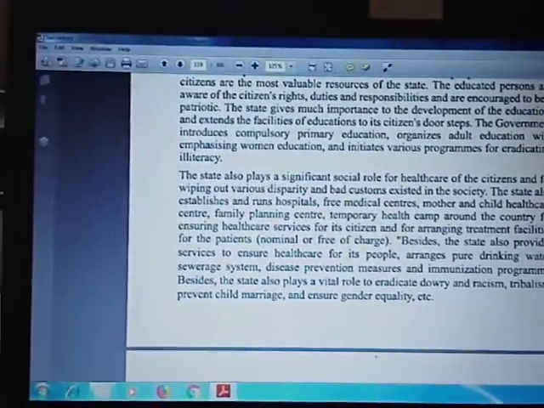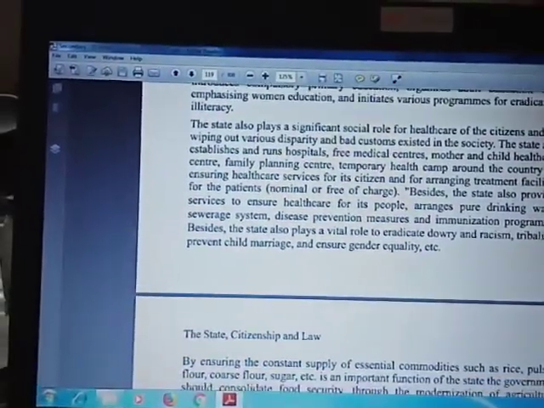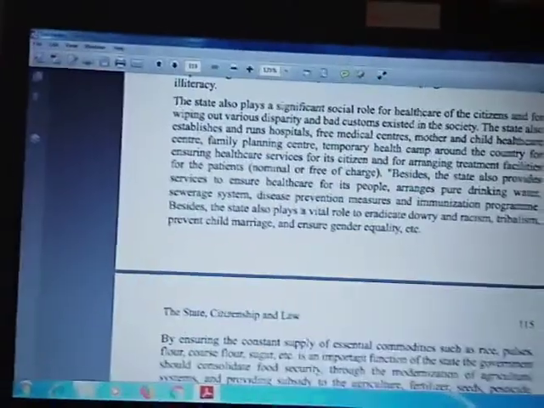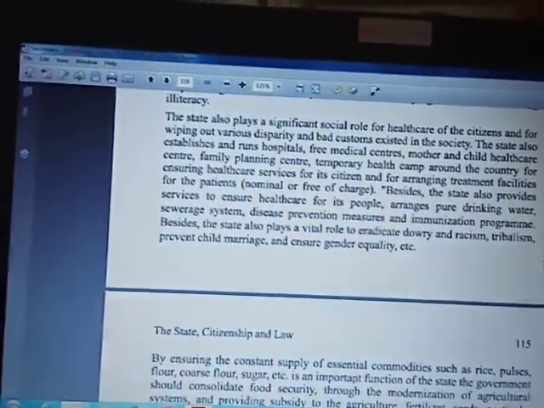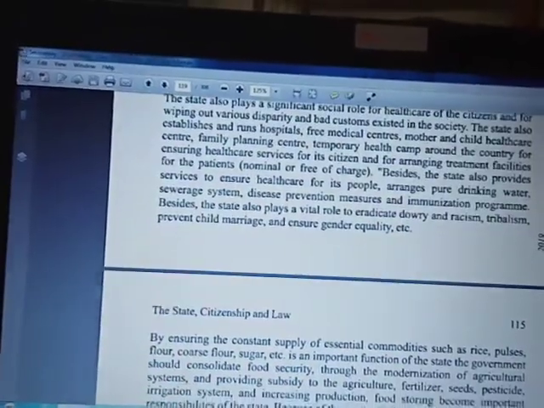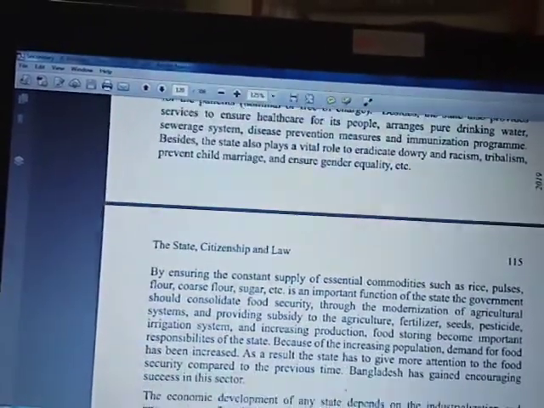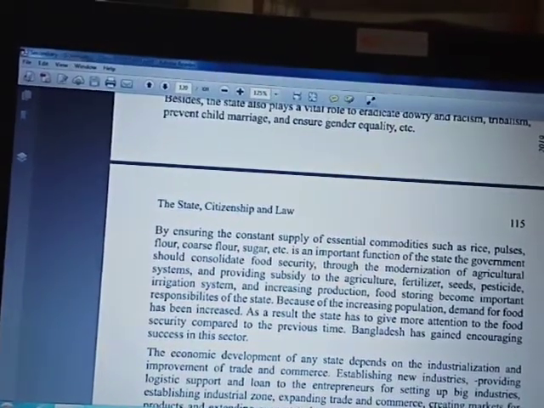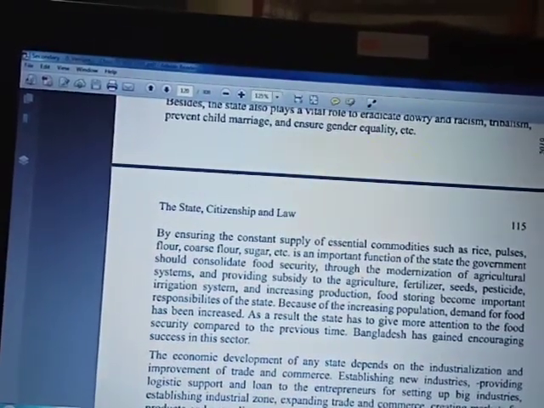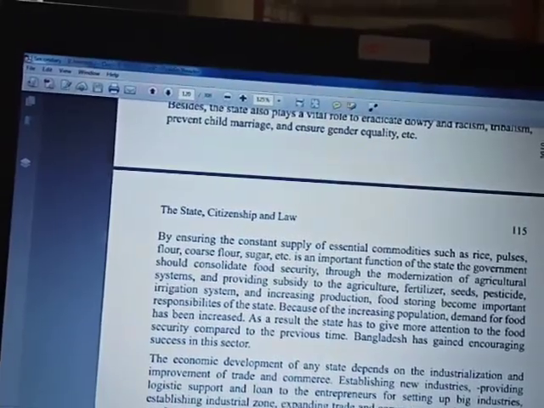Besides, the state also provides services to ensure health care for its people, arranges pure drinking water, sewerage system, disease prevention measures, and immunization programs. Besides, the state also plays a vital role to eradicate dowry and racism, tribalism, and prevent child marriage, ensure gender equality. Now, at present, gender equality is the burning issue worldwide.